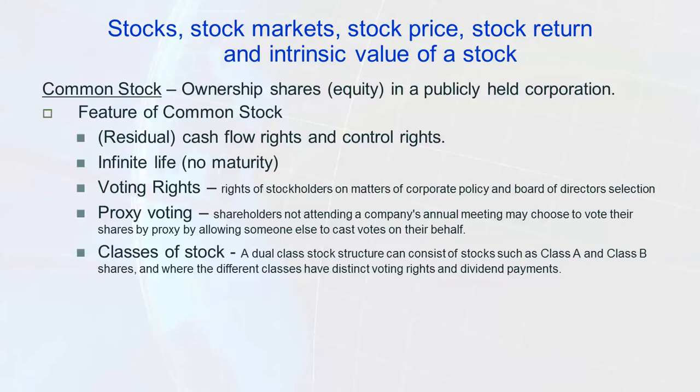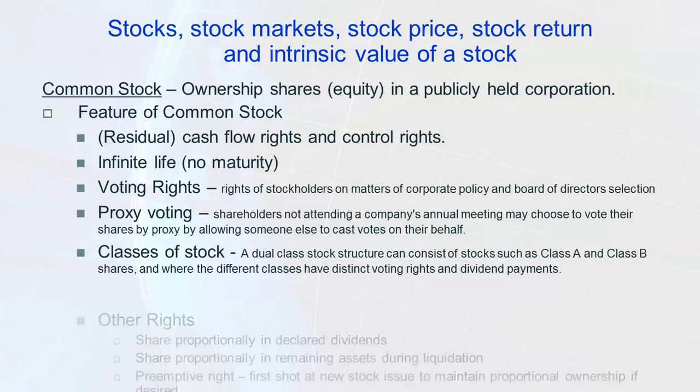If you are not able to attend annual meetings, then you can assign your voting rights to somebody else to cast your votes on your behalf. And there are classes of stocks. Basically, there are dual class stocks, could be A class or B class, and in these different classes of stocks there are distinct voting rights and dividend payments.